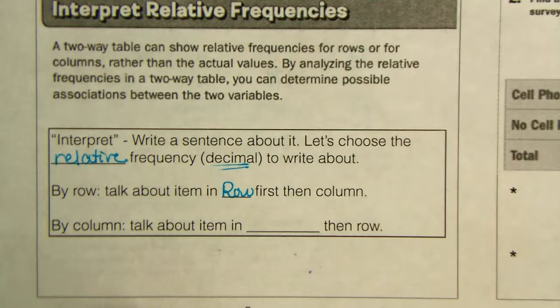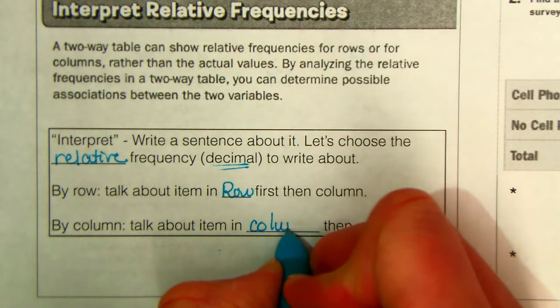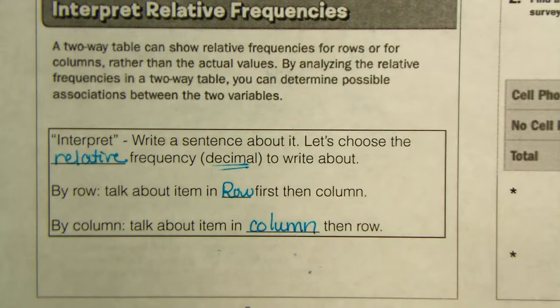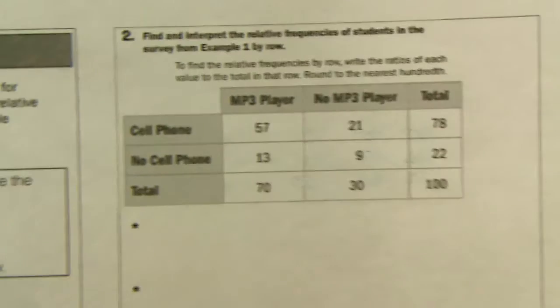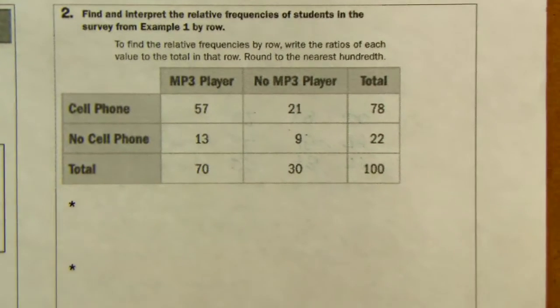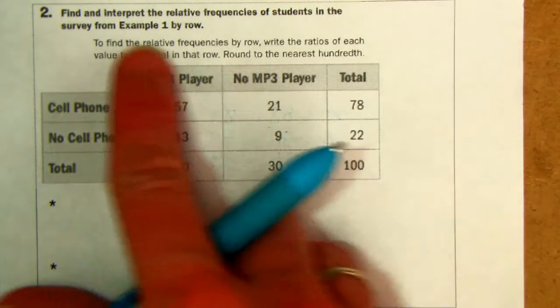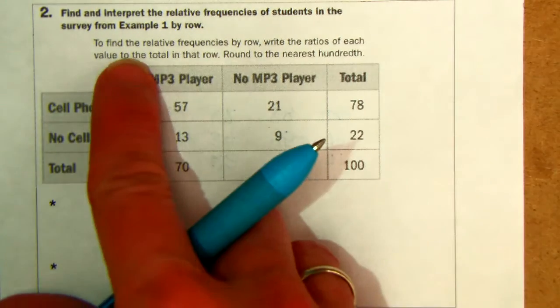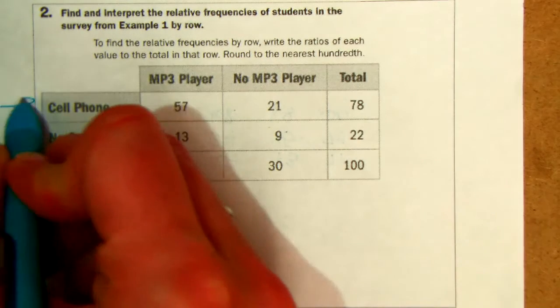All right, what does that mean? Well, let me tell you what it means. Okay, we're going to write 2 sentences, one for the rows and one for the columns. So to find the relative frequencies, by row, write the ratio of each value to the total in that row. So I'm talking about rows. These are rows. This is the total. So in this one, it's 57 over 78.